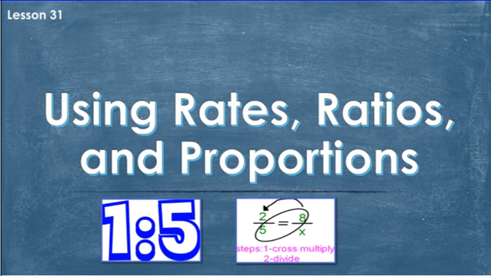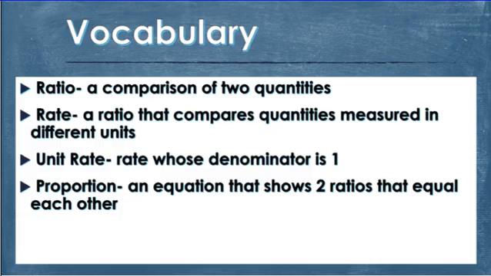Lesson 31, using rates, ratios, and proportions. First, let's look at some vocabulary words. What's a ratio? A ratio is a comparison of two quantities. So you're just comparing two items. A rate is a ratio that compares quantities measured in different units.